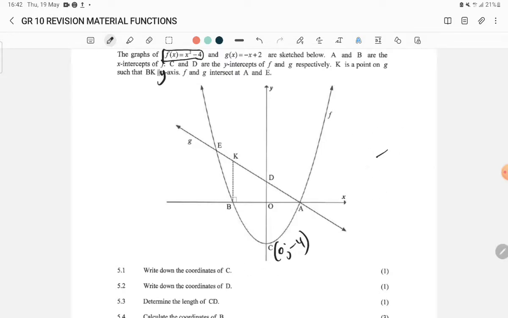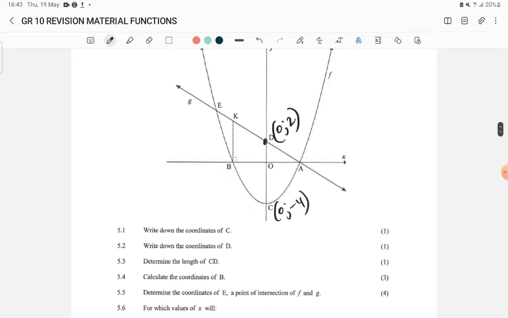Then let's find the coordinates of D. You can see that D lies on the straight line, so we have to use the equation of the straight line to determine the coordinates of D, because D is found on the straight line, not on f. This is the y-intercept where x is equal to 0, so the x-coordinate is 0. Then the y-coordinate will be your constant value, which is 2. So the coordinates of D are (0; 2). So we are done with number 2 as well.